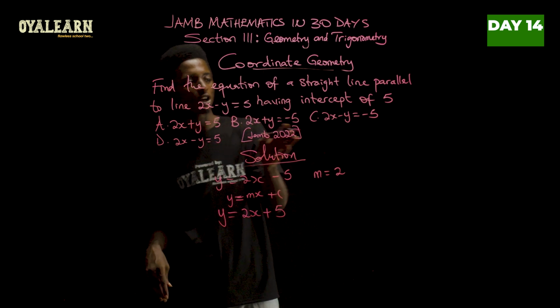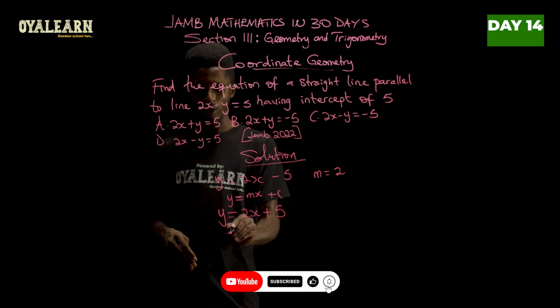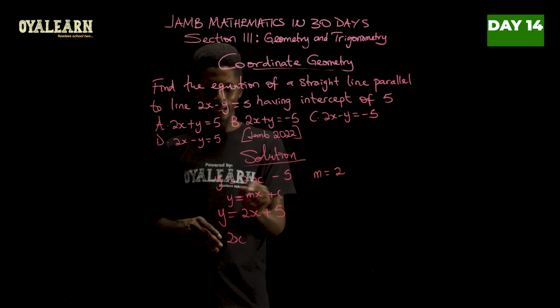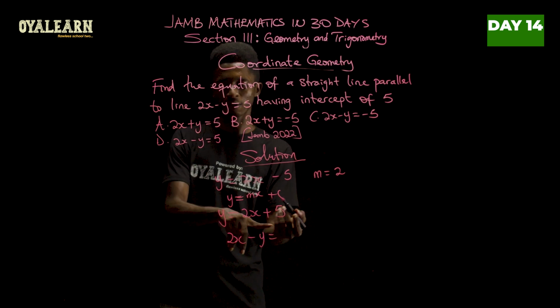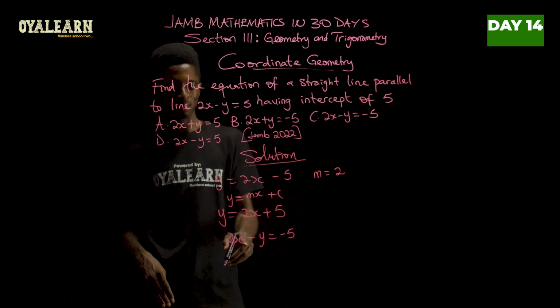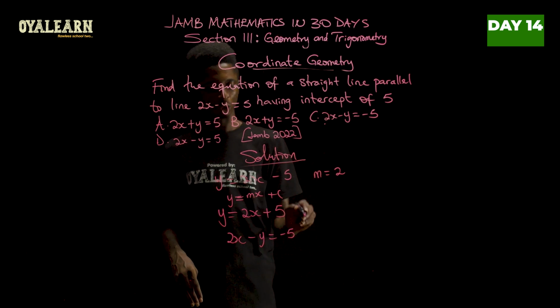Now if we look at the way the options are placed, we have to rearrange this such that we would have 2x, right? And then minus y would then be equals to, now taking 5 to the other side, we have it as minus 5. So 2x minus y equals minus 5. And that is what we see in option C.